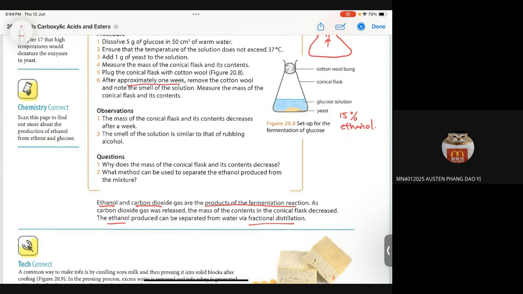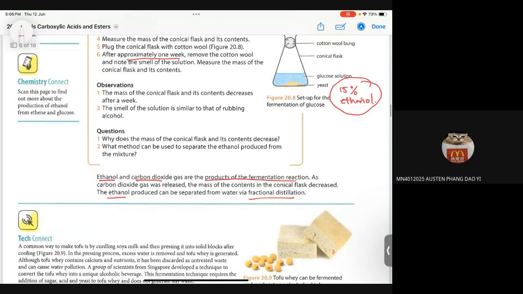Why it cannot go beyond this is because the yeast will die because of the ethanol. Once you reach about 15%, your yeast will start to die already. That's why it's capped at about 15%. The better yeast can go higher, but it will not go beyond a certain amount because once there's too much alcohol inside there, they will die from it as well. If you want a higher percentage, you can do fractional distillation, you can boil the water off a bit.